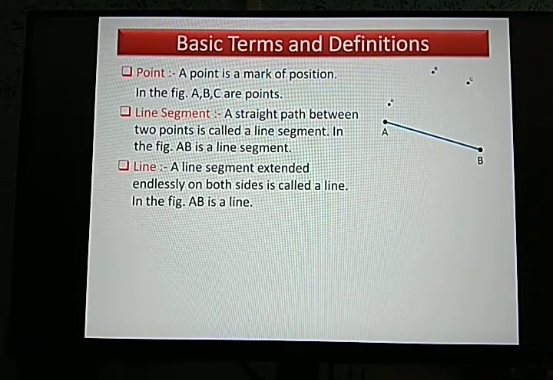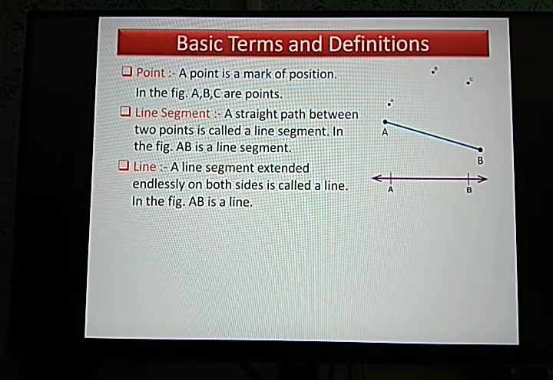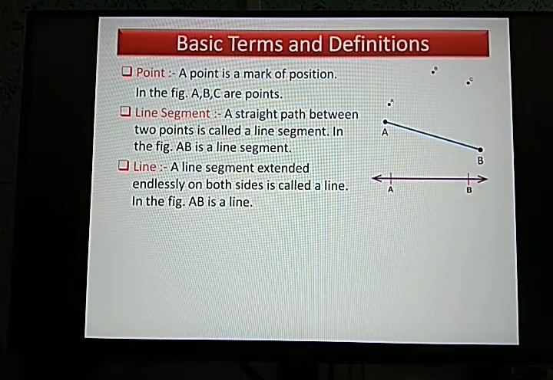Next is line. Now what is a line? Now if you see the figure, does it seem similar to a line segment? Yes. It is in fact a line segment, but it has been extended endlessly on both the sides. If you see just AB, then it is a line segment. Now if we extend it, the arrow marks indicate that it can be extended endlessly on both the sides. Then it is called a line. It is infinite and it has no definite measurement.